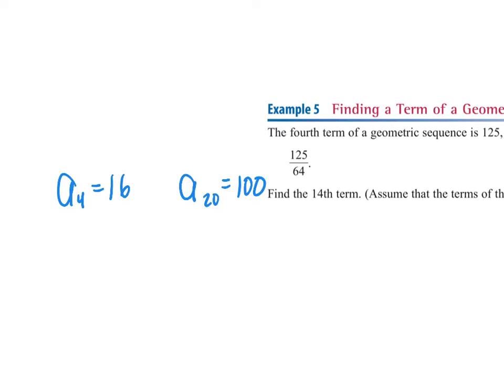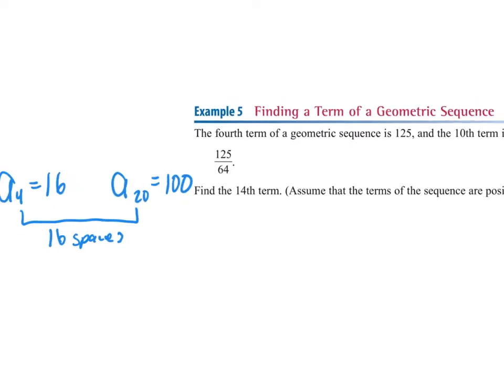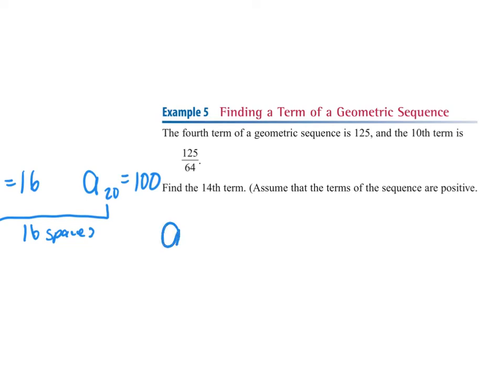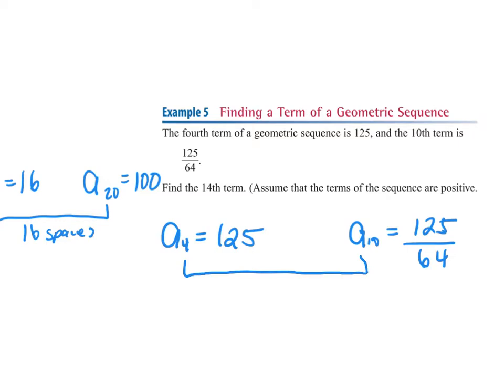Do you guys remember? We figured out how far away these 2 terms were. We said, so this is 16, you would take the number of spaces away. Okay, that's the same concept here. They're telling me that the fourth term, so a sub 4, is 125, right? And they're telling me that the 10th term is 125 over 64. You guys agree with me? Right? Isn't that what that says? Yes. Okay, so how many spaces away are these two terms?